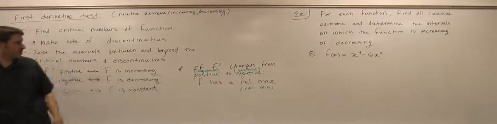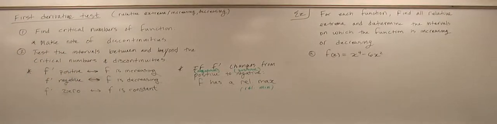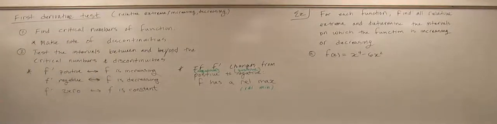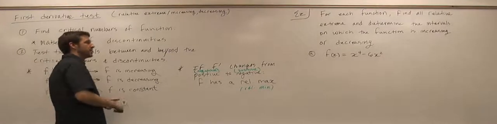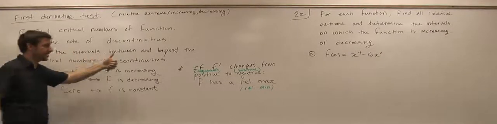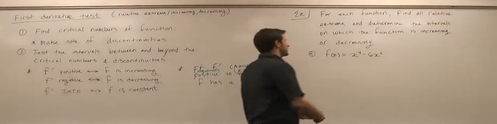So polynomial, good old polynomial. x to the fourth minus 6x squared. I want to know what are the relative extrema, where is it increasing and decreasing? How do you answer those questions? First derivative tells you everything, at least as far as relative max and min and increasing and decreasing.